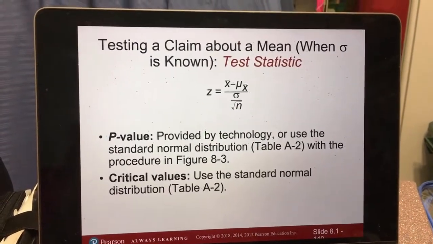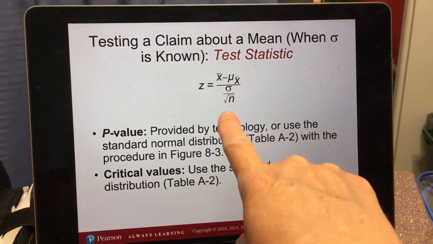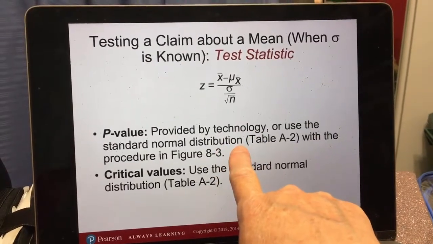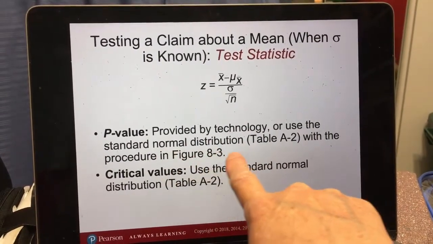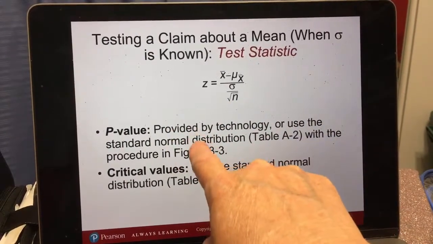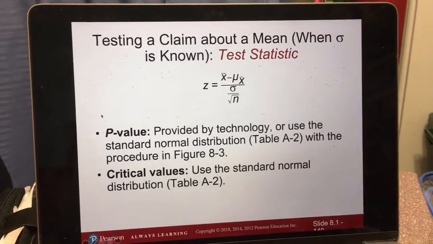So here, our test statistic is going to be a z-score. You've seen that before. Our p-value is going to be provided by technology, or we can use the area under the standard normal table because we do have an area now. And for the critical values, we can use our standard normal table.